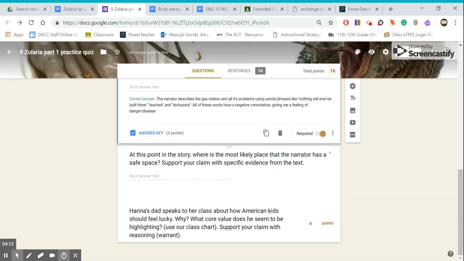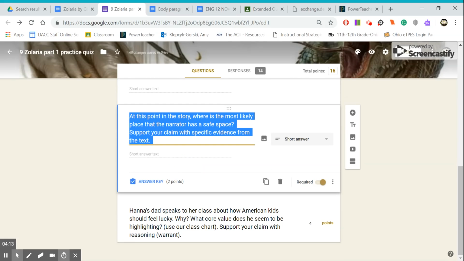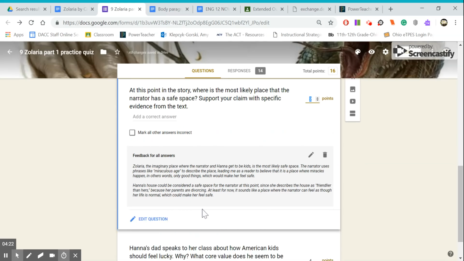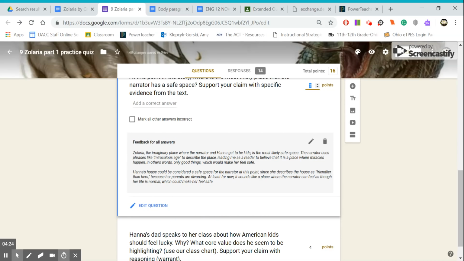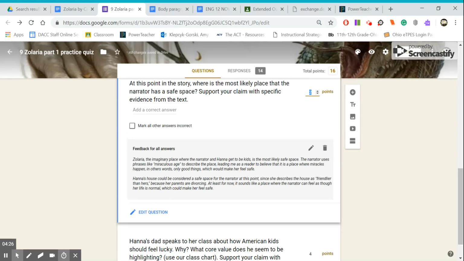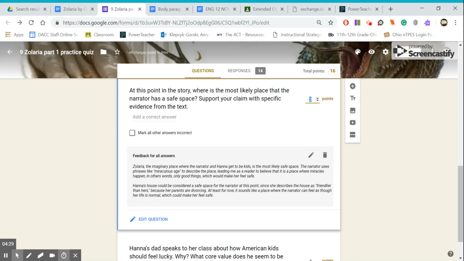All right, at this point in the story, where is the most likely place that the narrator has a safe space? Support your claim. There was definitely more than one correct answer for this. Here's just some possibilities. So maybe it is Zolaria, the imaginary place where the narrator and Hannah get to be kids. So I mention the place and I describe a little bit about what that place is. Most likely safe at this point.